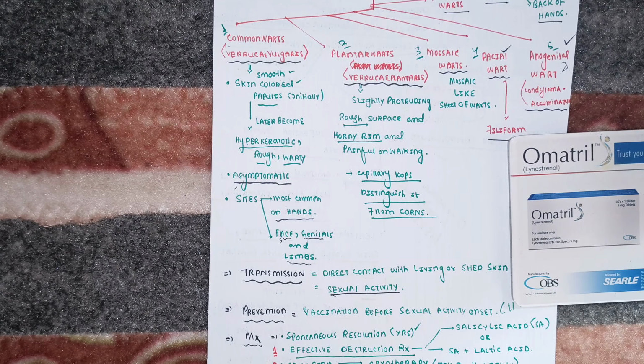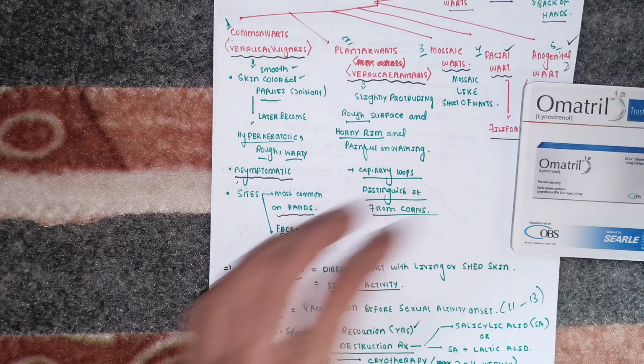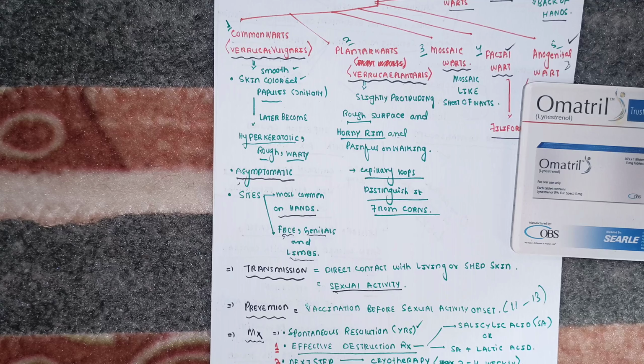Okay, what is the prevention program, beta? How can you prevent developing this viral infection? There is a vaccine available for boys, for girls, for both. Vaccination is available before the onset of their sexual activity. Around the age of 11 to 13 years, this is the age of onset of sexual activity, and at this time you need to get vaccinated. You need to get vaccinated, boys and girls both. And this is the prevention program, beta.